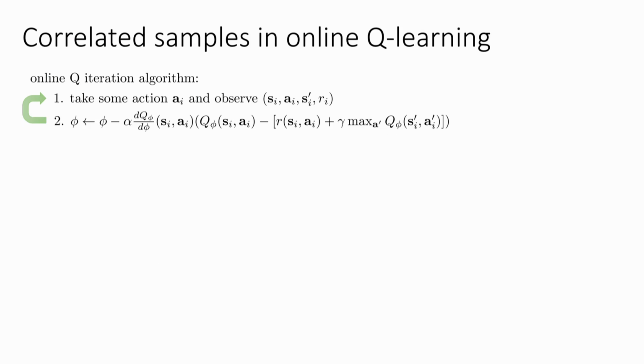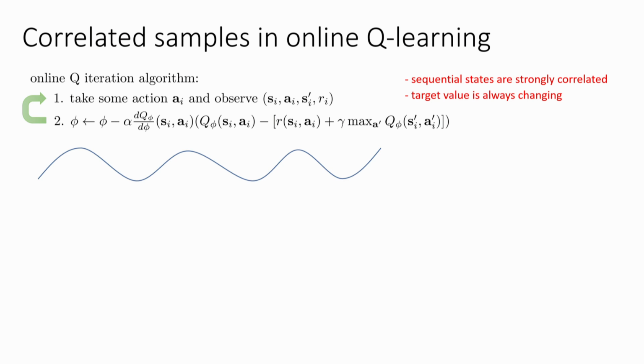So let's work on those correlated samples first, because that's a little bit easier to deal with. The problem essentially is that sequential states are very strongly correlated. The other problem is that your target value is always changing. But let's talk about the correlated thing first.